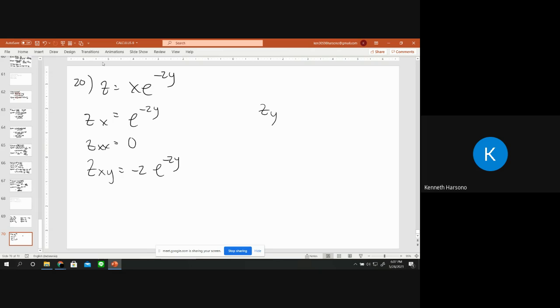And Cy is x times minus 2 e power of minus 2y. Cyy here is 4x e power of minus 2y. And Cyx, derive this one with x, so minus 2 e power of minus 2y. Okay, have any question about this one?